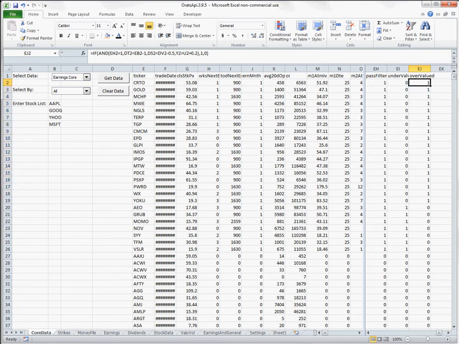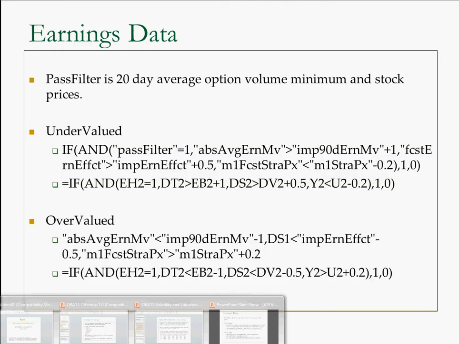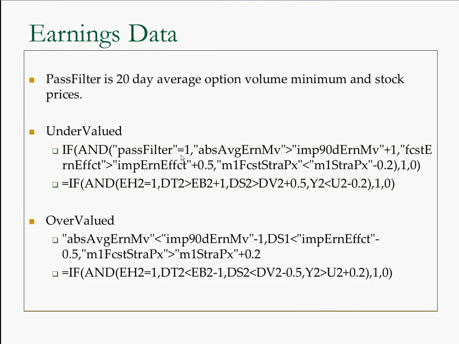All right, so let's look at what this formula is looking for. So in the PowerPoint, it has to pass the filter. It needs the absolute earnings move to be greater than the implied earnings move. The absolute earnings move is what the stock has actually done on average, and what's implied in the market is the implied earnings move, and then I add 1 to it, so it has to be more than the implied earnings move, so that'll be a good signal.